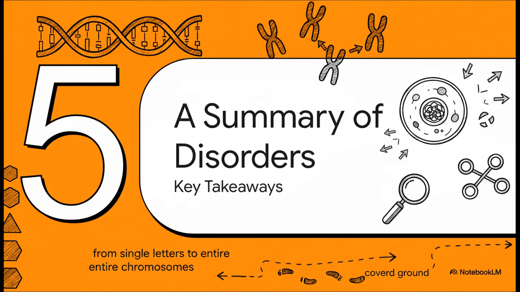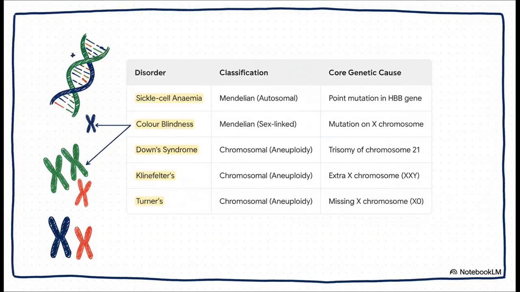Wow, we've covered a ton of ground, from single letters of DNA all the way up to entire chromosomes. So let's bring it all home with our final section, a summary of these disorders and our key takeaways. And this table just lays it all out perfectly. Think of this as your ultimate cheat sheet. You can see the two main categories we talked about. You've got the Mendelian disorders, caused by single gene mutations, like sickle cell and color blindness. And on the other side, you have the chromosomal disorders, caused by gaining or losing whole chromosomes, like Down, Klinefelter, and Turner syndrome. It's all about the scale of the error.